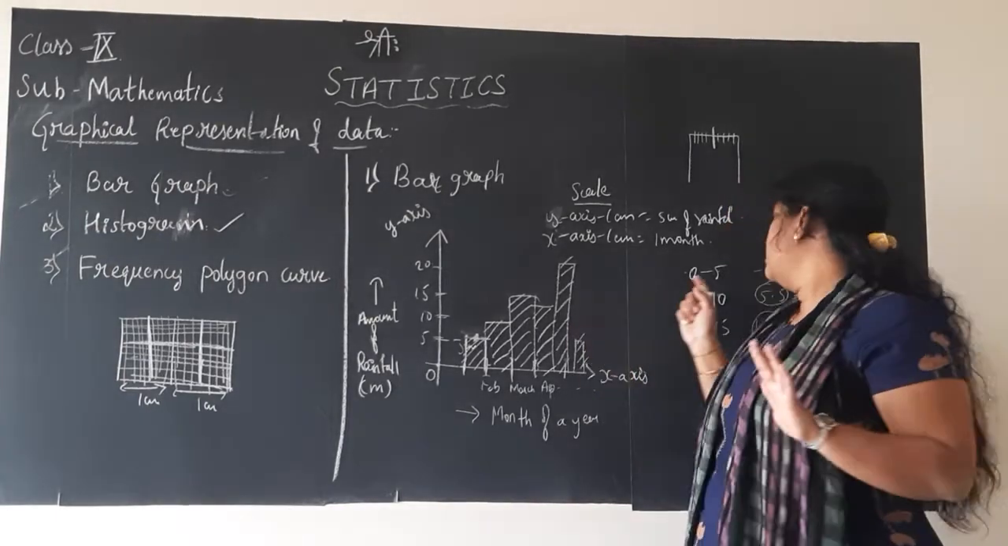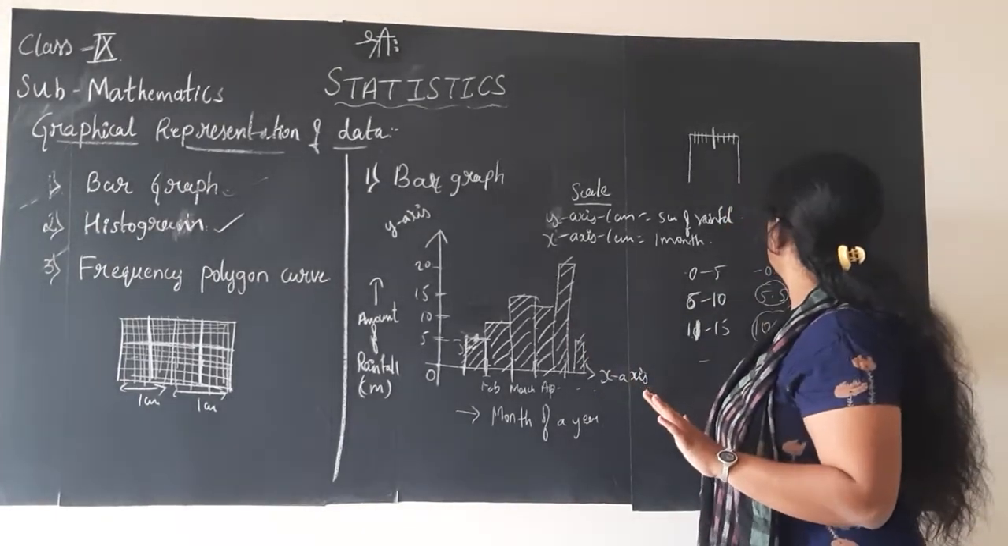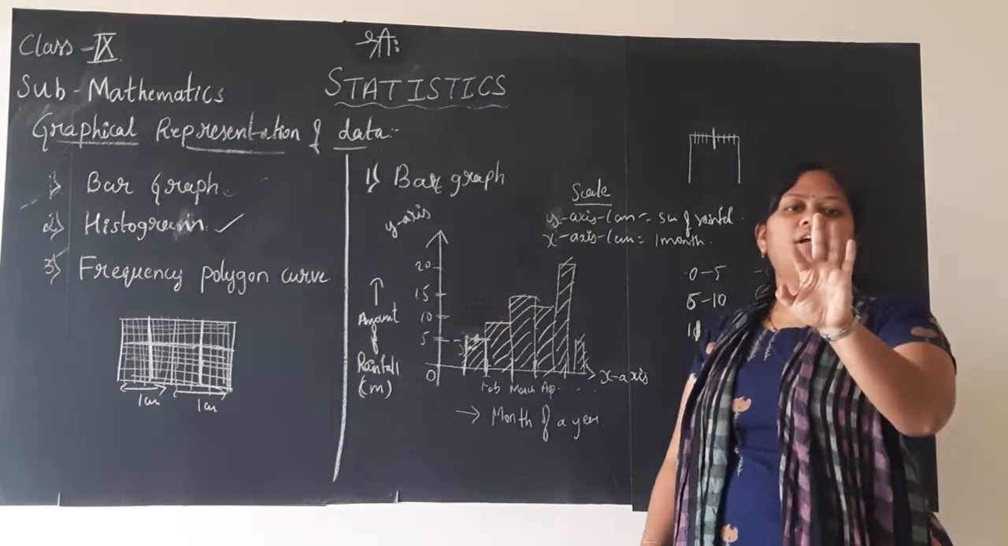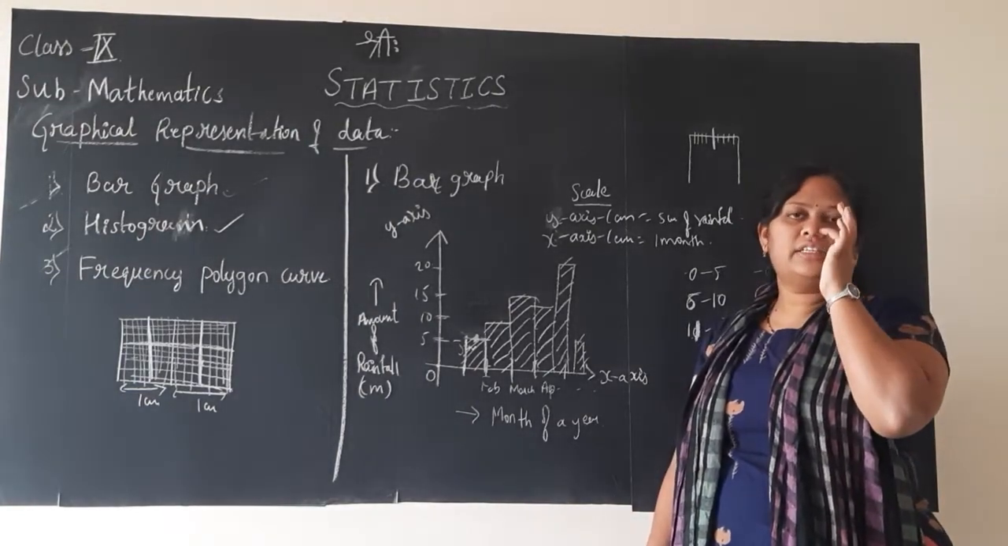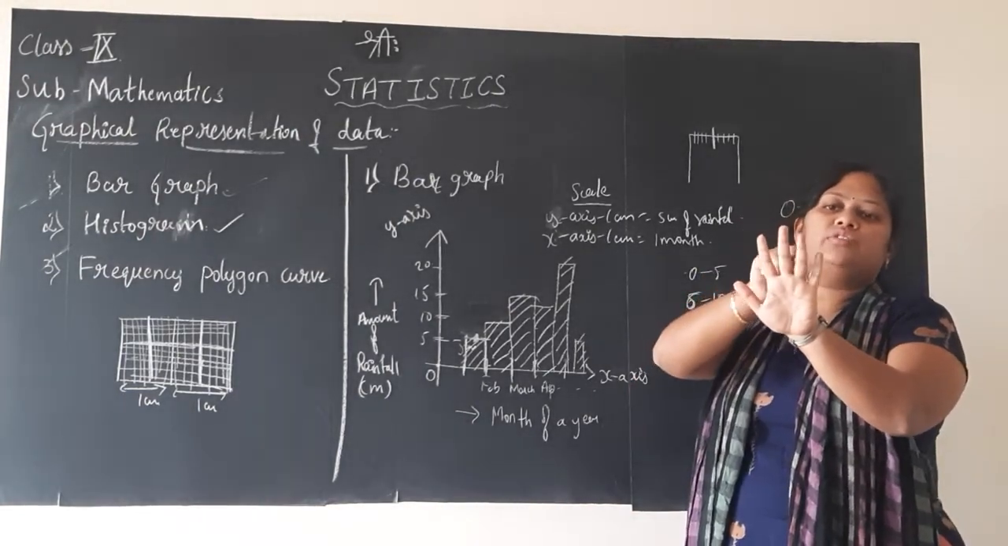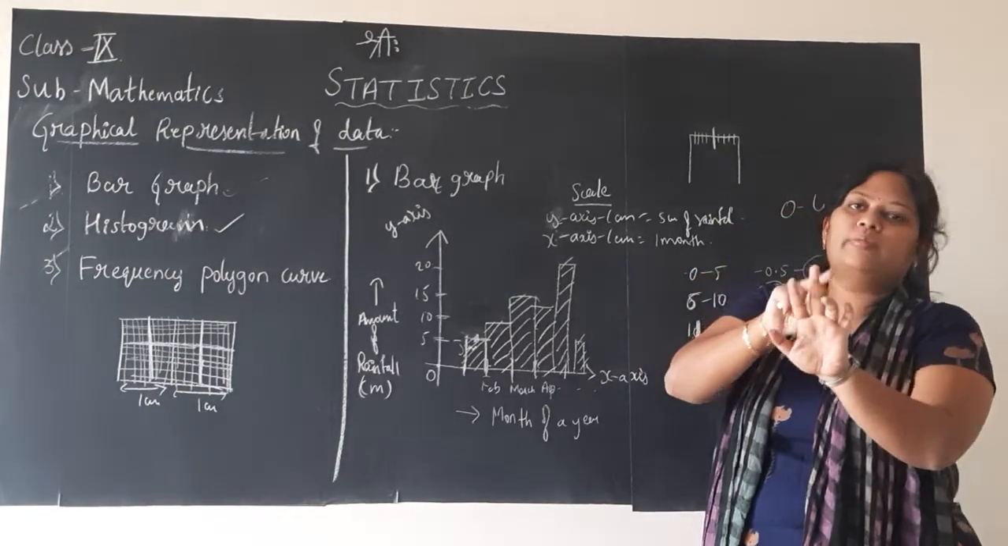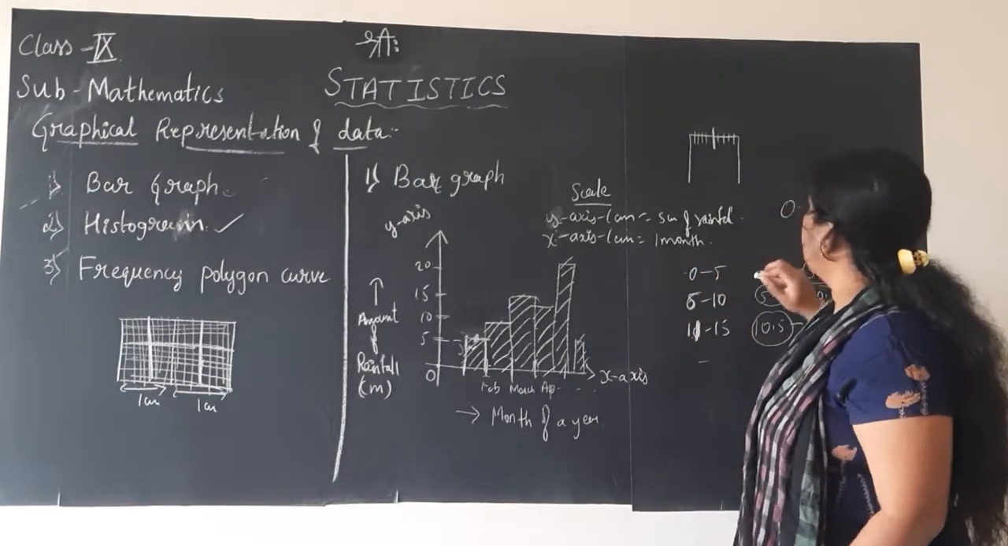So if you say 0 to 4, if we take 0 1 2 3 4, that means the class width is 5. Then 0 1 2 3 4, which is the middle finger? 2 came. 2 is the midpoint.